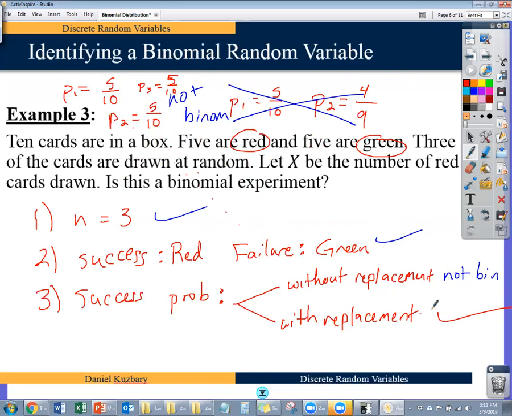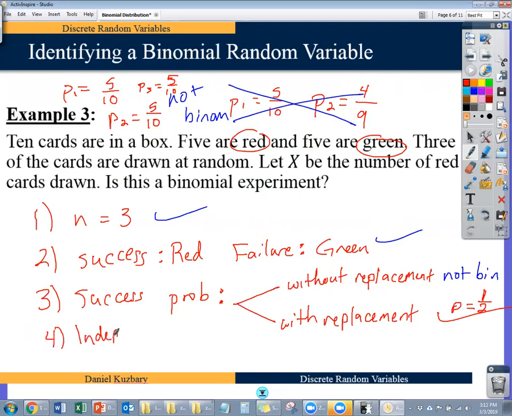My success probability is P equals 1/2, or 5 over 10, if I put the cards back. If I don't put the cards back, then my probabilities keep changing every time I pull one out, and it wouldn't be a binomial experiment. So let's assume that I'm replacing the cards now and try to finish this.